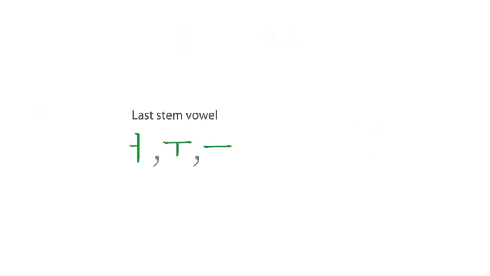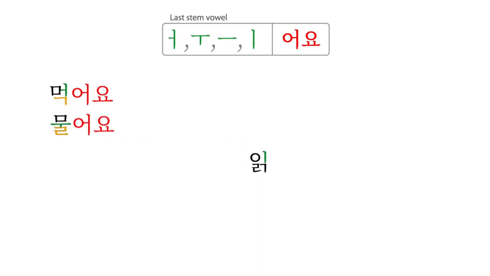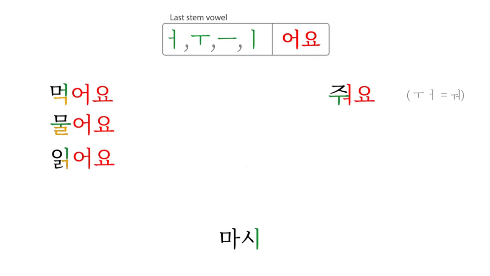If the last vowel is 어, 우, 으, or 이, then we add 어요. If the stem ends with a consonant, we simply add 어요. 먹어요, 물어요, 읽어요. But if the stem ends with a vowel, we either add only 요, or we combine the two vowels. 줘요, 마셔요.